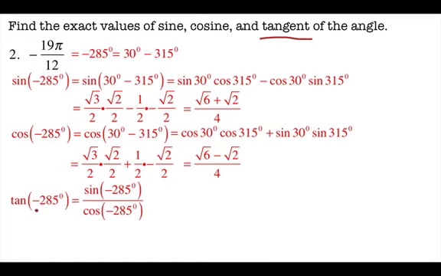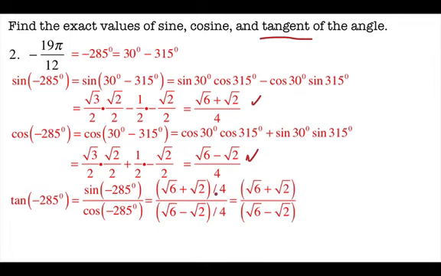I can go through the formula number 6 here, and you will still get the same answer. But since I already know what sine of negative 285 is and cosine of negative 285, which is here, like I mentioned, all I need to do is, this is in my numerator, this is in my denominator. I simplify this. Notice that the 4's go away.